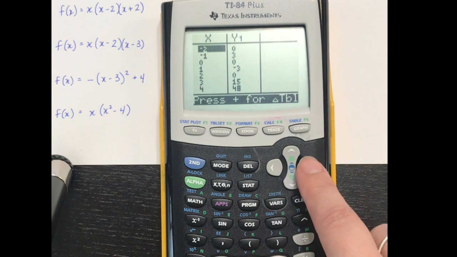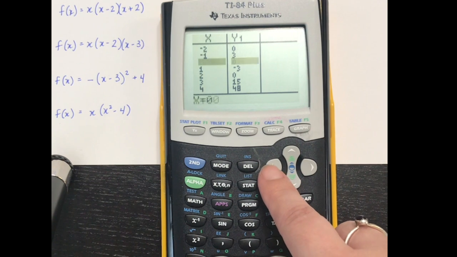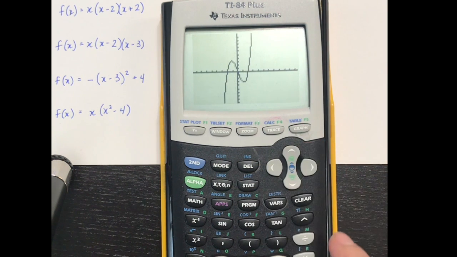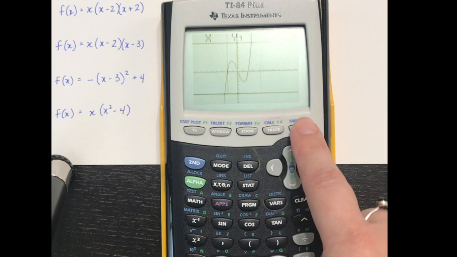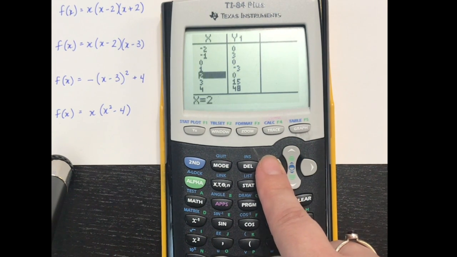So let's move on to the table function and actually see these points on a table. All right, and right there we're able to see our -2, and our origin is actually our y-intercept, and our +2, we noticed that there was another one, x equals 2, y equals 0, there it is right there.